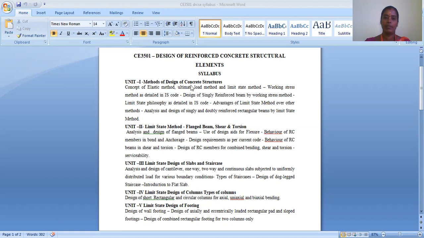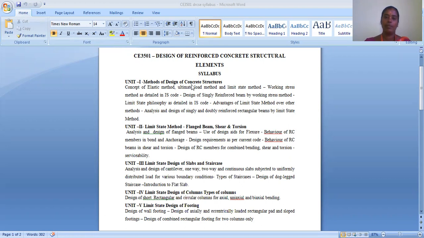Before going into the subject, the basic things we should know: What is meant by concrete? What are the ingredients of concrete? What is meant by structure? What are the structural components in the building? Here you can see concrete. Concrete is a mixture of coarse aggregate, fine aggregate, cement, sand, and water.